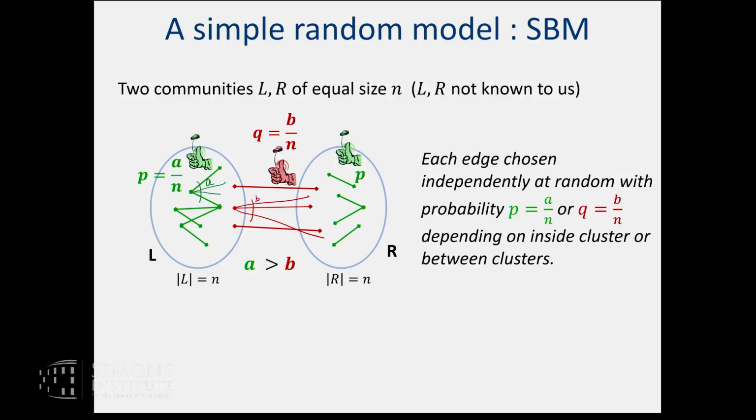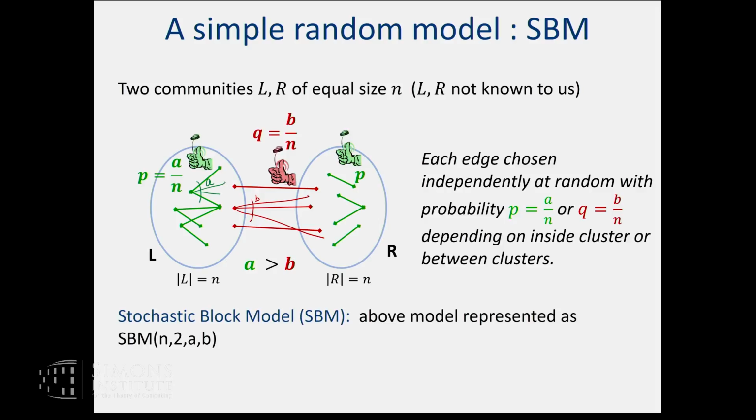Similarly, between any two vertices on the same side of the cut, so in the same cluster L or R, there is an edge between them with probability p, which is a over n. And a is chosen to be larger than b, so you will have many more edges inside the clusters than between the clusters. Because of this choice of parameters, the average degree of a vertex on the left within its own cluster is going to be a, and the average number of edges that go across the clusters is going to be b. Just to ensure that we're all on the same page.